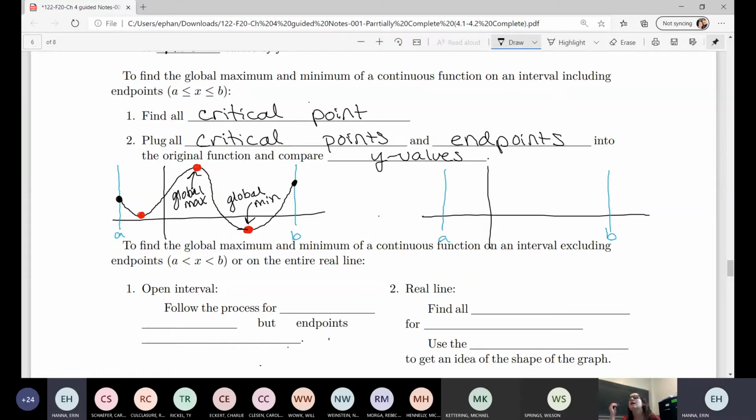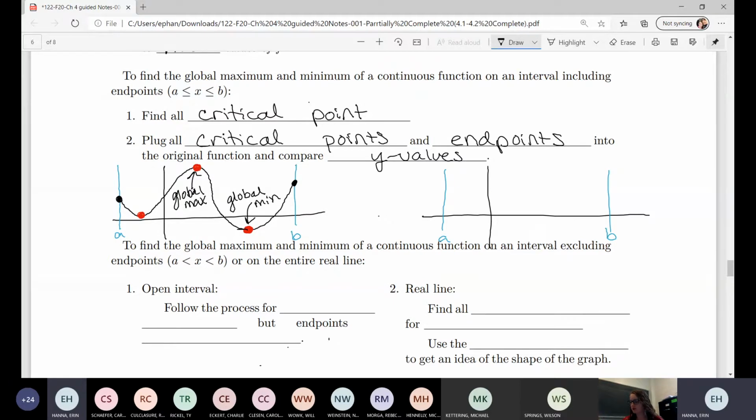The other one on the left, the other red local min, is still a local min. It's still local, but it's not a global anything because there are some other points that are higher and some other points that are lower. So it's not a global extremum in any way.